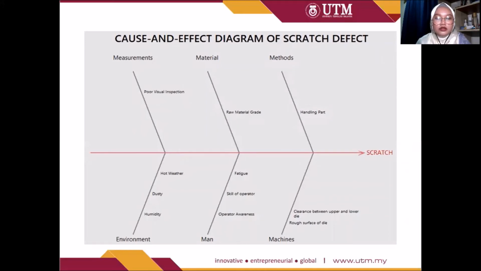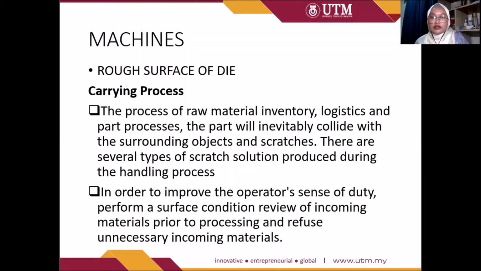The first, as usual, measurement, material, method, environment, man, and machine. A rough surface of light. So this one must be because of carrying process. In the process of raw material inventory, logistics and part processing, the part will inevitably collide with surrounding objects, resulting in scratches. There are several types of scratches produced during the handling process.